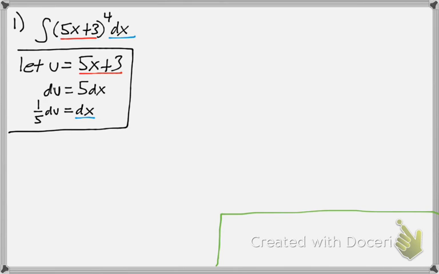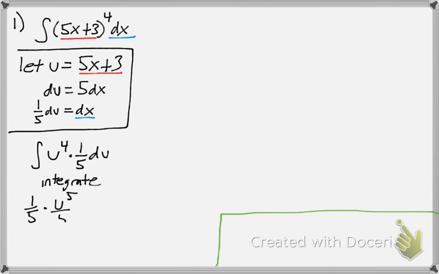So my new problem becomes the integral of u to the 4th times 1/5 du. And then you can actually integrate now. This is something that we know how to integrate. So the 1/5 I'm just going to write off to the side times u to the 4th. If I integrate that, that's u to the 5th over 5 plus c.